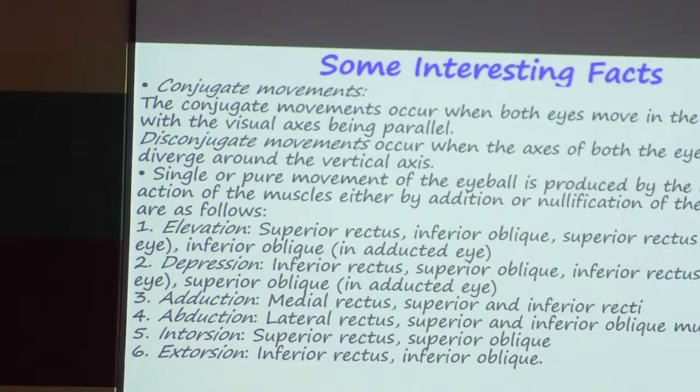Elevation is done by superior rectus and inferior oblique: superior rectus in the abducted eye, and inferior oblique in the adducted eye. Depression is done by inferior rectus and superior oblique: inferior rectus in the abducted eye, superior oblique in the adducted eye. Adduction is caused by medial rectus, superior and inferior rectus. Abduction by lateral rectus, superior and inferior oblique. Intorsion is done by superior rectus, superior oblique. Extorsion by inferior rectus, inferior oblique.